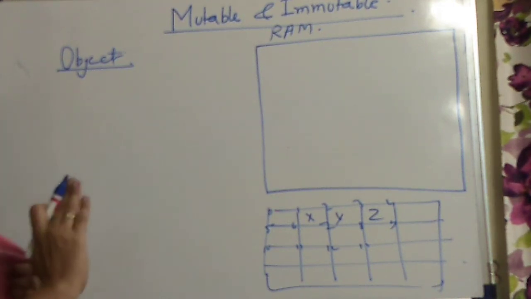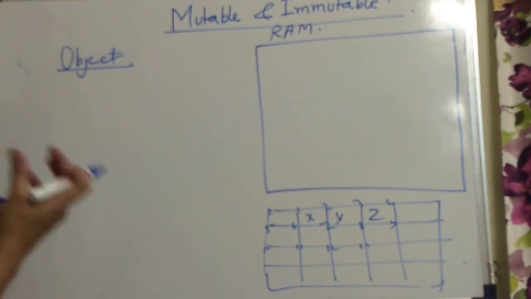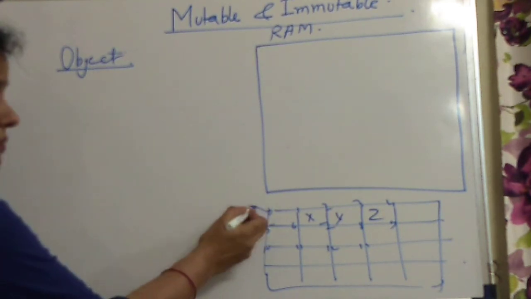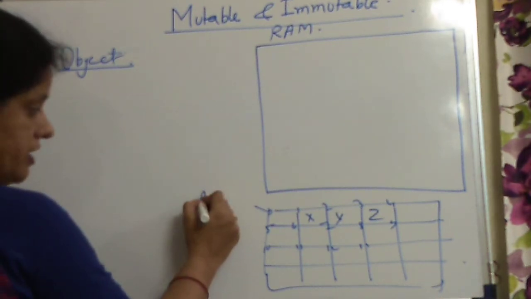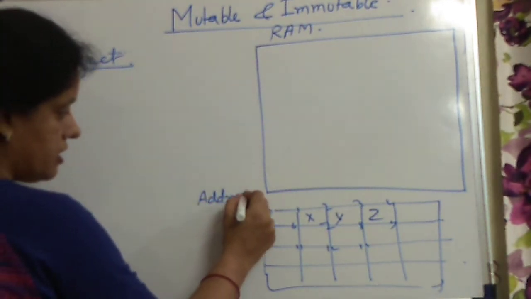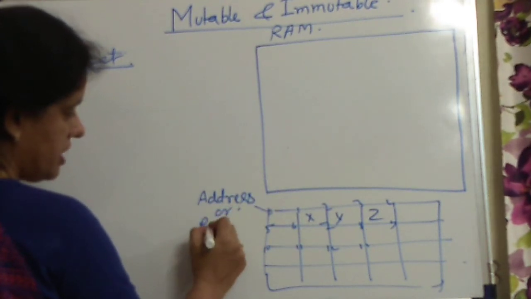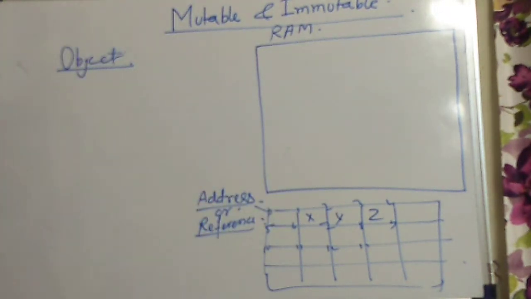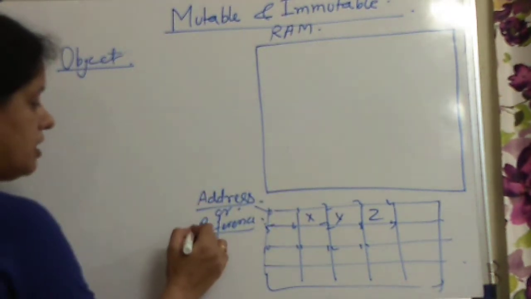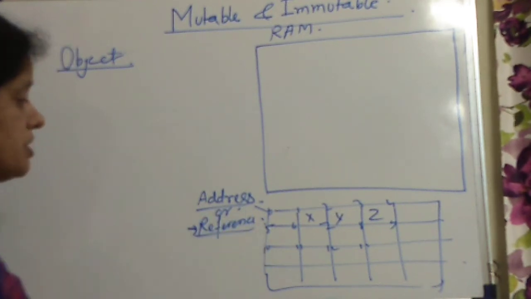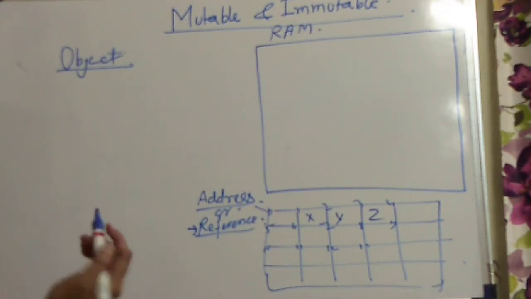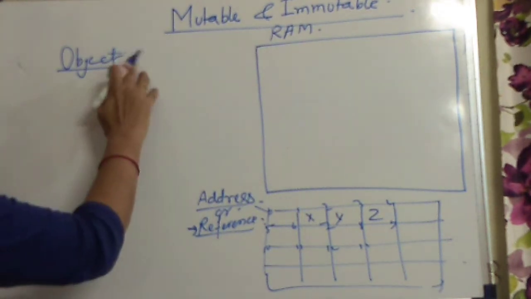Whatever is held by RAM, the contents, will definitely have a particular address, and that address is also called a reference. Address and reference actually have a difference, but here we will use reference, and it will be very clear to you. Now come to this object.